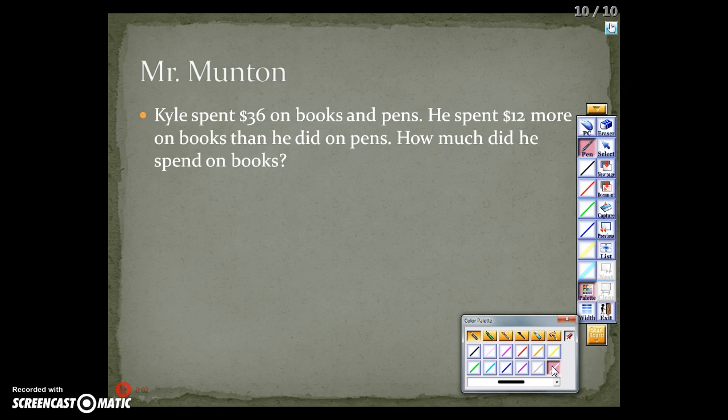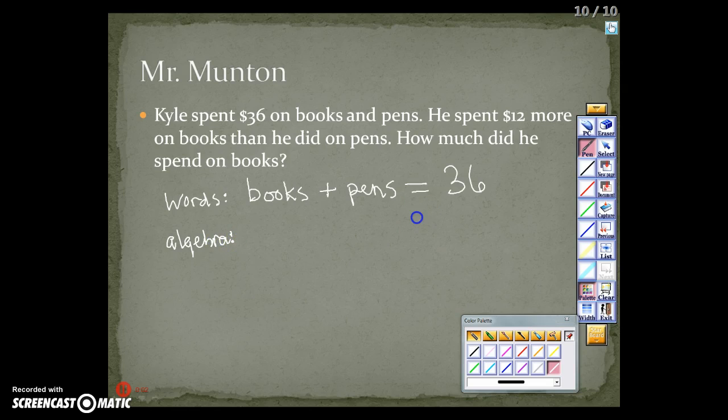Well, the first thing you should always do is write it out in words if you're able to. So I'm going to do that. We know that he bought books and pens, so books plus pens is going to equal our total that he spent, which is $36. Okay. Now we're going to translate that to algebra.